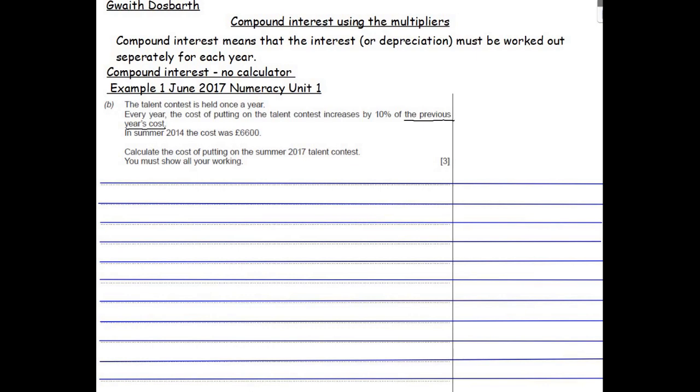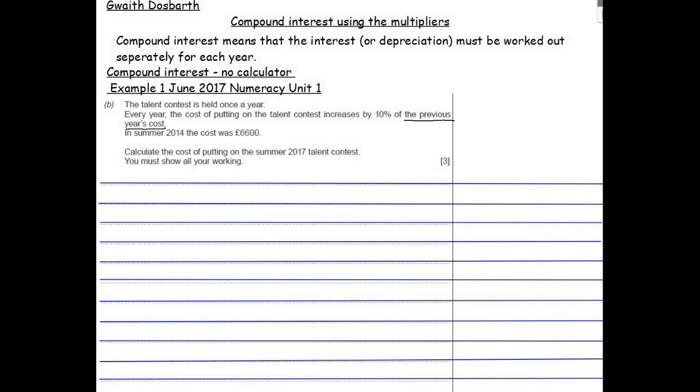Okay, so what I'd like you to do is to try this question in your little books then as a little starter. So the talent contest is held once a year. Every year the cost of putting on the talent contest increases by 10% of the previous year's cost. In summer 2014 the cost was $6,600. Calculate the cost of putting on the summer 2017 talent contest. You must show all your work. It's for 3 marks. So you don't have a calculator. Can you pause this video, try that question, and then when you're ready to mark your work, press play and I'll be going through it with you.